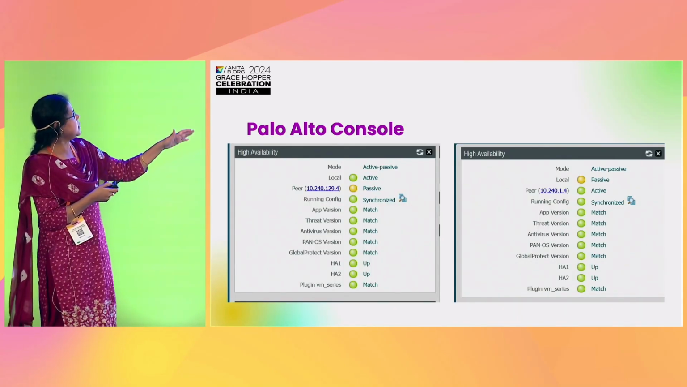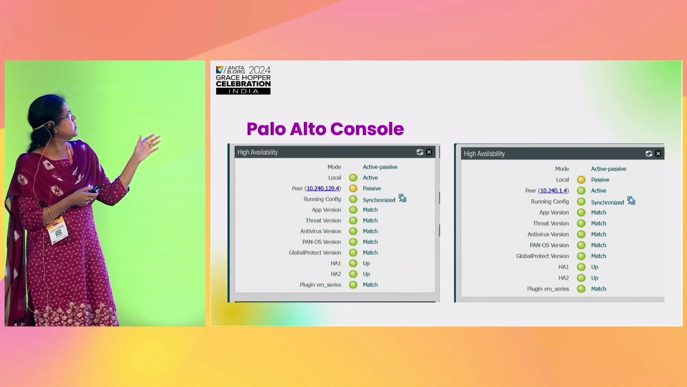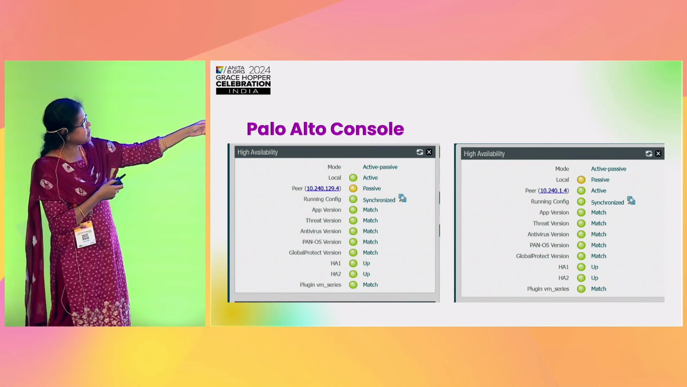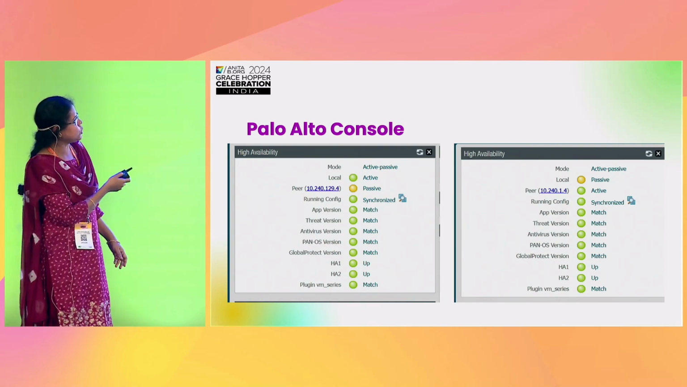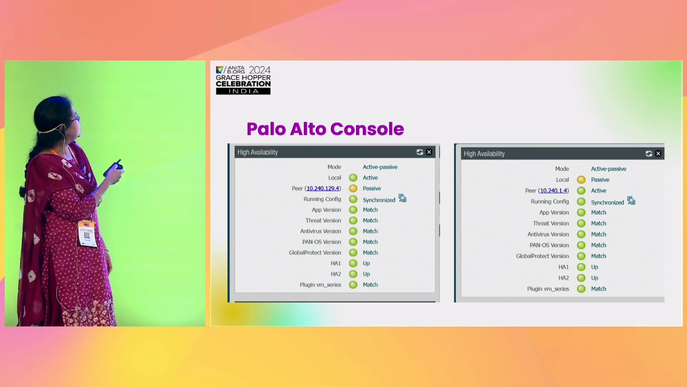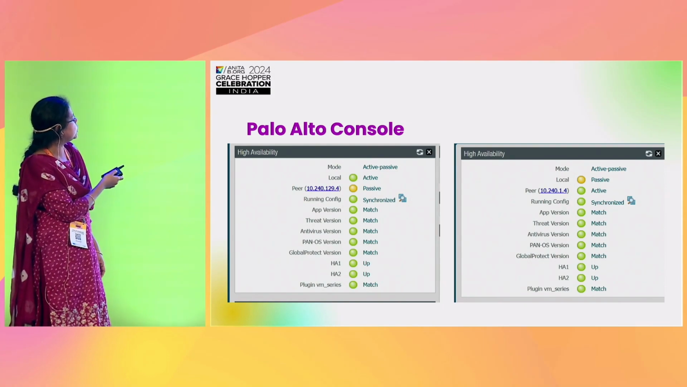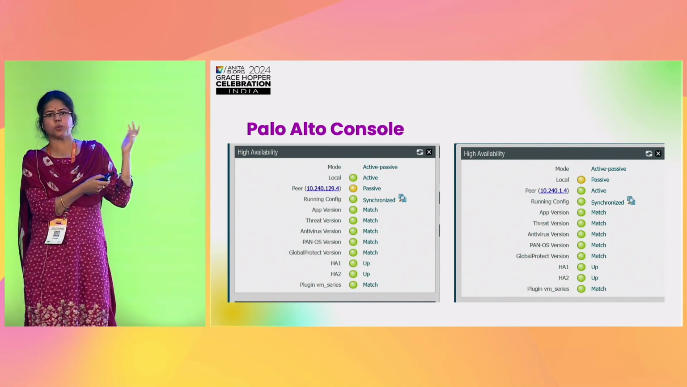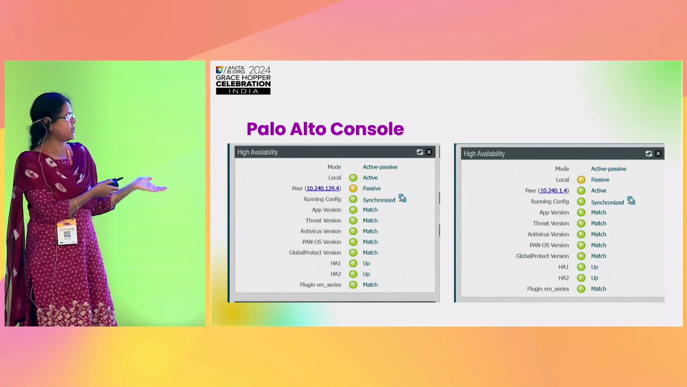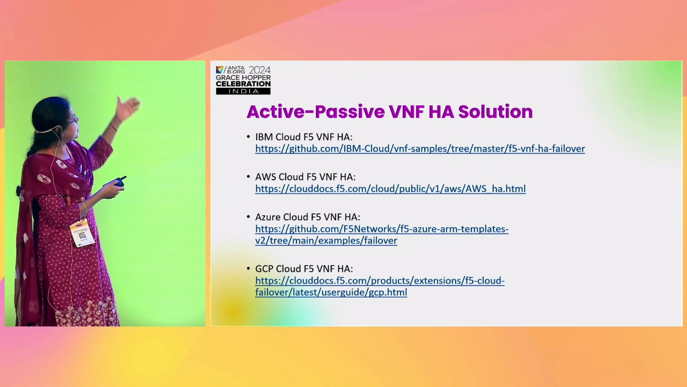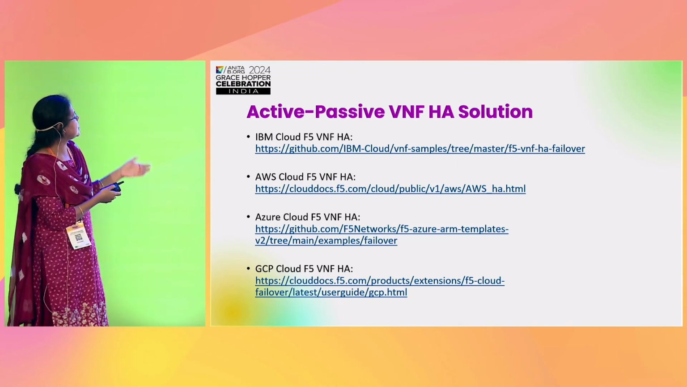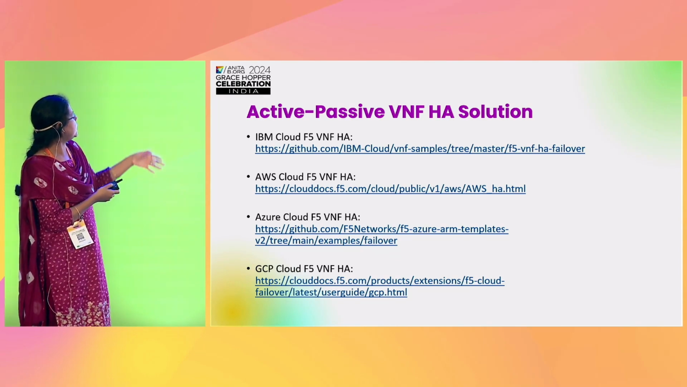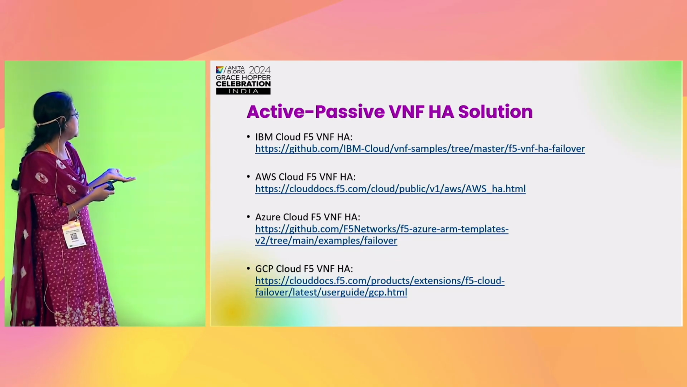Okay, so here is the Palo Alto VNF screenshot. So this is again a cluster. It is actually active passive. Here you can see that the VNF with IP address 10.240.1.4 is active, and the VNF with IP address 10.240.129.4 is in a passive mode. And this Palo Alto also works in the same way as the FI VNF. And here are the different reference links I have provided for the active passive VNF HA solution that is available for different cloud providers like IBM, AWS, Azure and GCP.